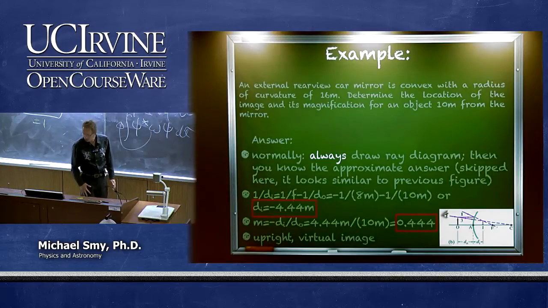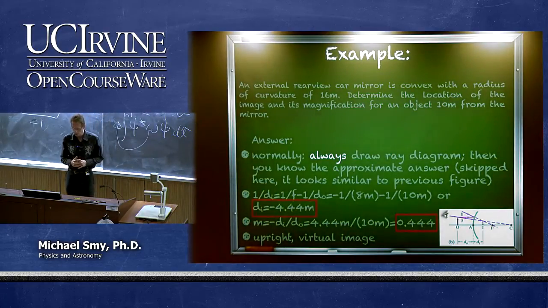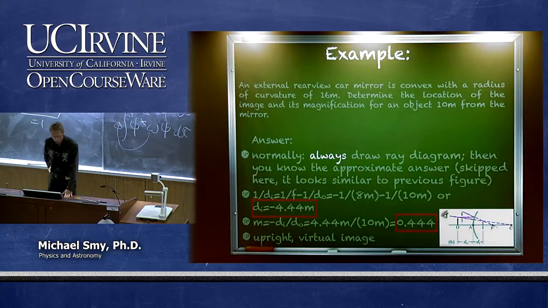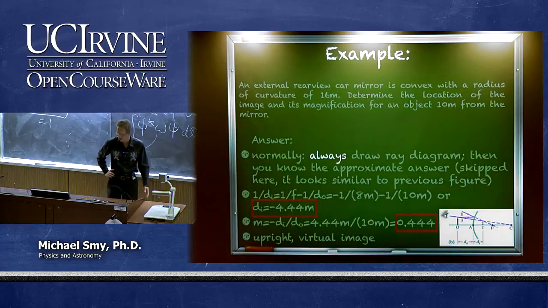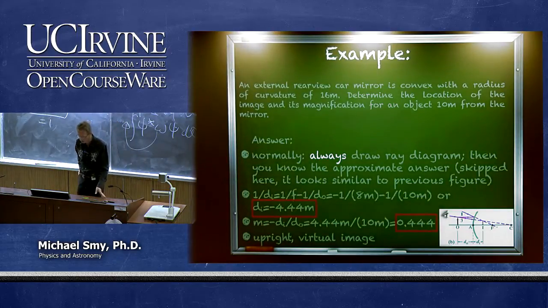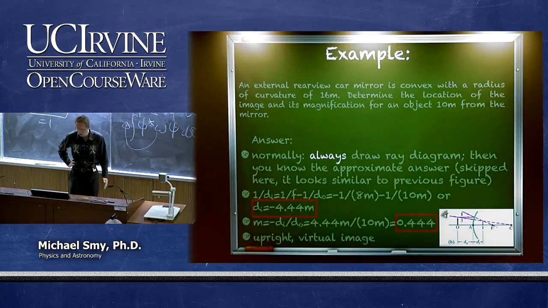Let's now calculate an example for the convex mirror. So let's consider an external rear view car mirror, and those are typically convex. And let's say it has a curvature of 16 meters. And that means that for the mirror equation, we will have to assume it has a radius of curvature of minus 16 meters because it's a convex mirror. So the problem is to determine the location of the image and its magnification for an object that is 10 meters away from the mirror.